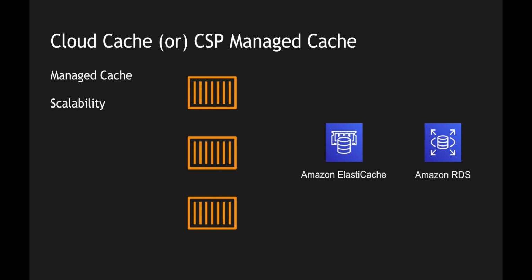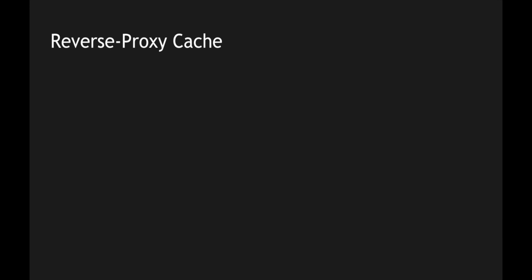So the biggest advantage of using a cloud cache is that these caches need not be managed by us. It will be managed by the cloud provider, and it is also extremely scalable because we don't have to worry about the infrastructure. One uncommon cache that very few people use is the reverse proxy cache.